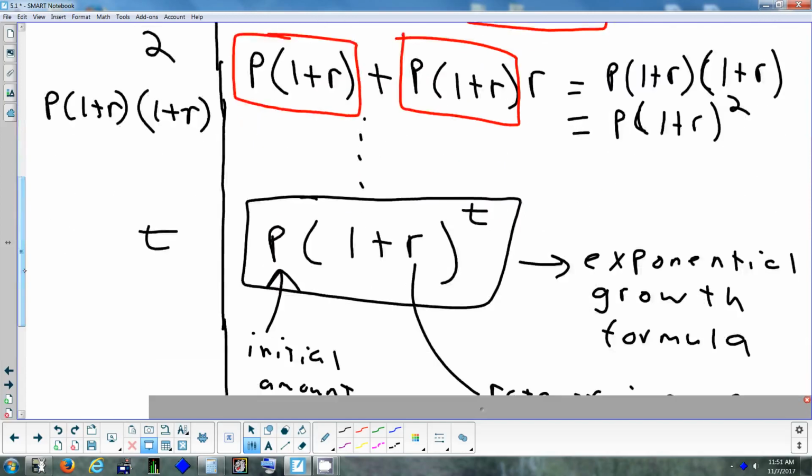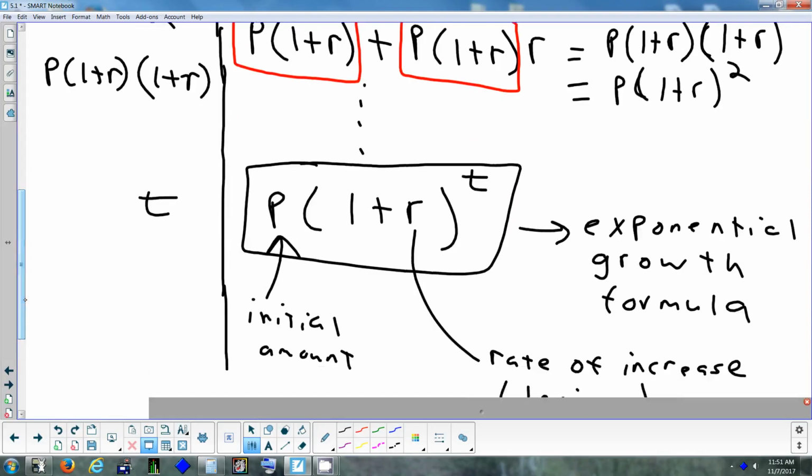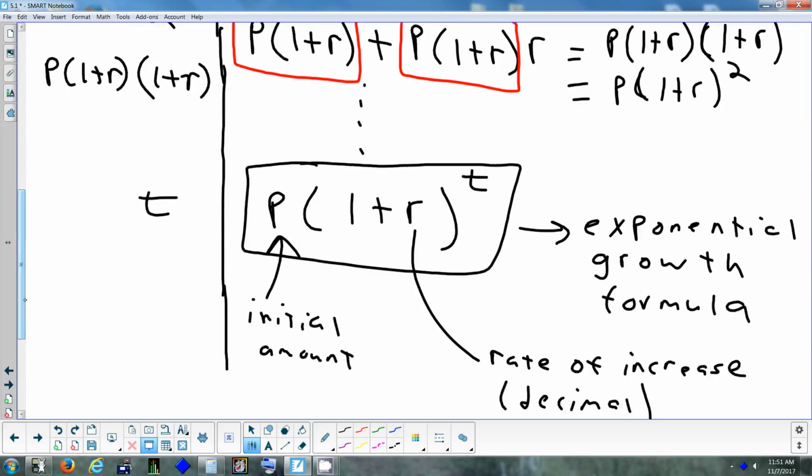That's the exponential growth formula, where you're starting with an initial amount and you're increasing by the same percentage. Remember that your rate of increase has to be a decimal. So if it's 6.5%, you're plugging in 0.065.